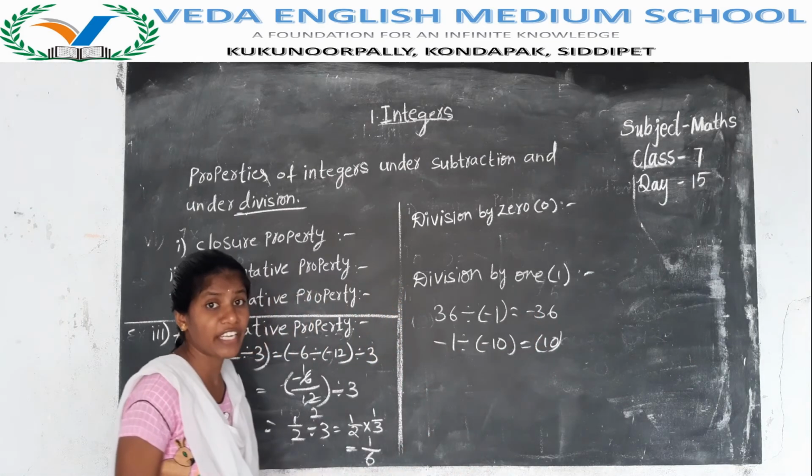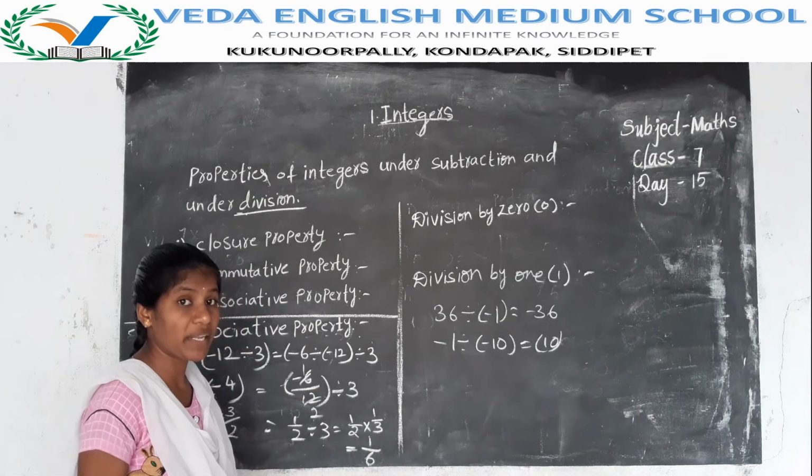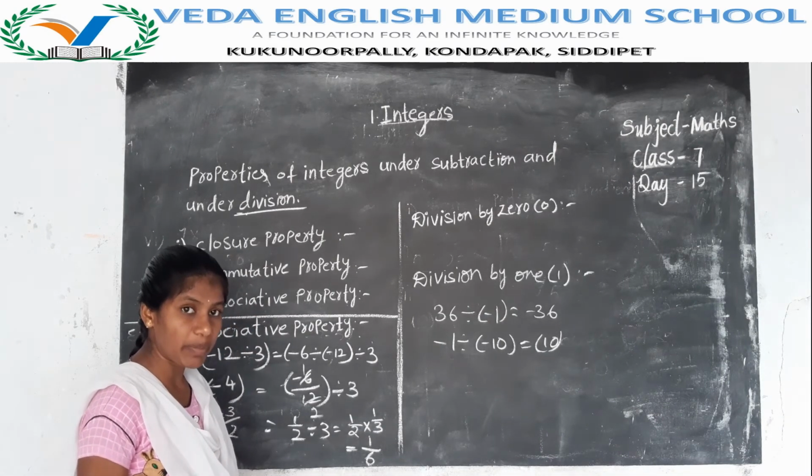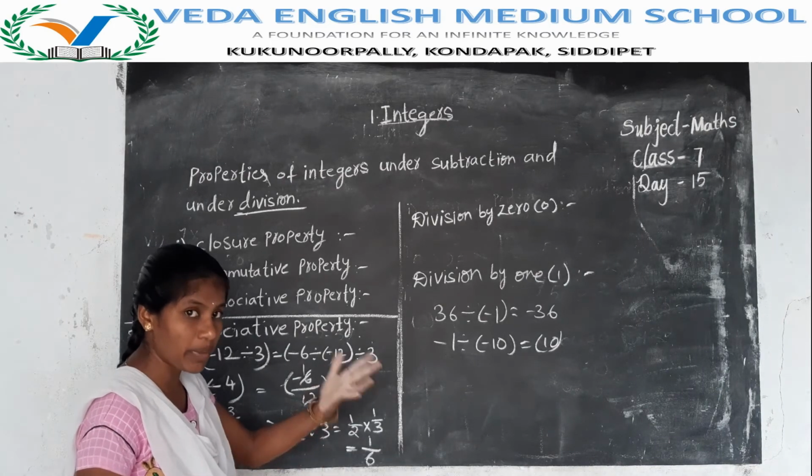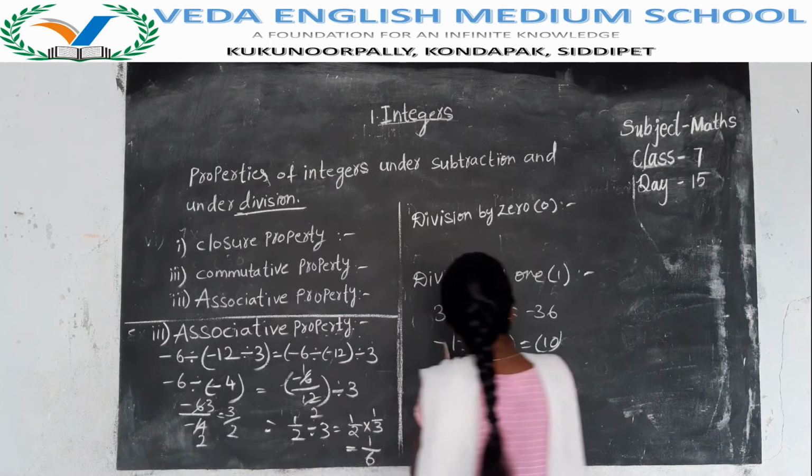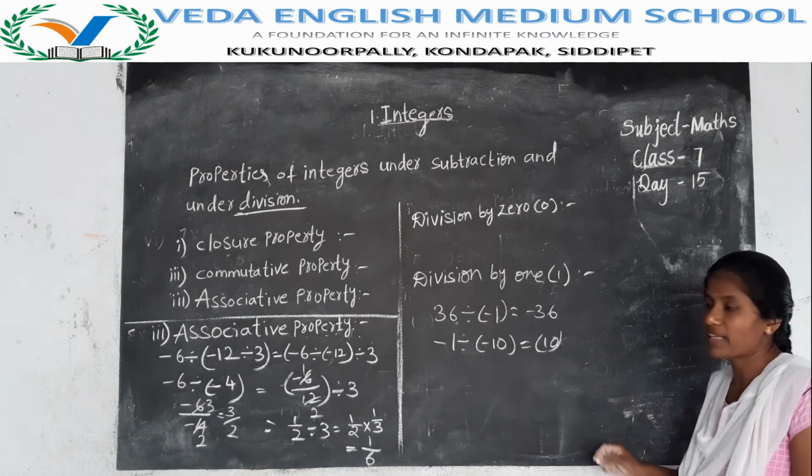Same like multiplicative identity. 1 is called multiplicative identity. If you multiply any number with 1, you will get the same number as the answer. Here also, if you divide any number with 1, you are getting the same number as the answer.